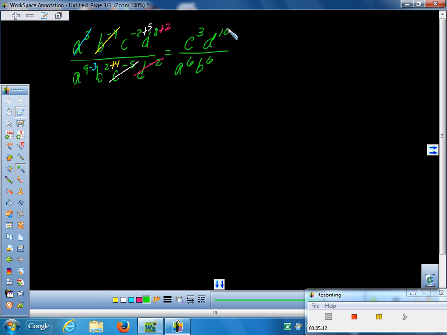Way simpler. Books will go through some elaborate things for that. I never get that. It's that simple.